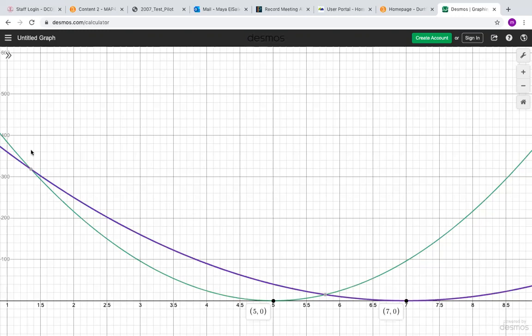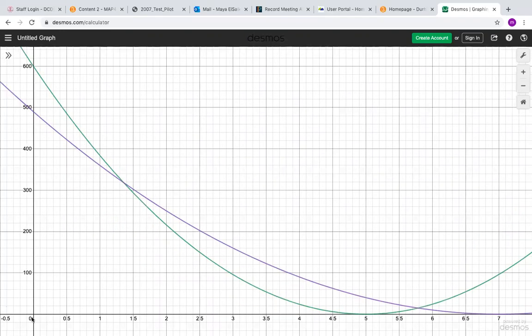But then remember that in this case, time can only be 0 plus, okay? And then why we're restricting to 8 is because, in this case, we want to see both graphs. But then 5 would be the restriction for the first graph, or the green graph, and 7 would be the restriction for the purple graph, because we reached the 0 volume.